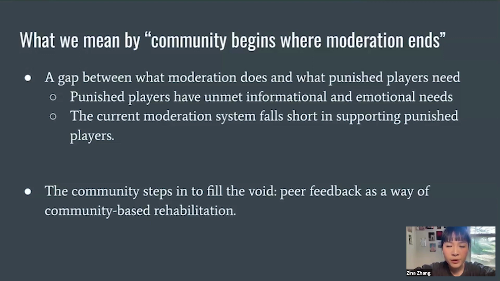In this paper, we found that the community steps in to fill the gap. We would like to call out the efforts community members are already doing. This peer support can be considered a community-based rehabilitative approach, which has the potential to reform toxic players' future behavior and mitigate toxicity.